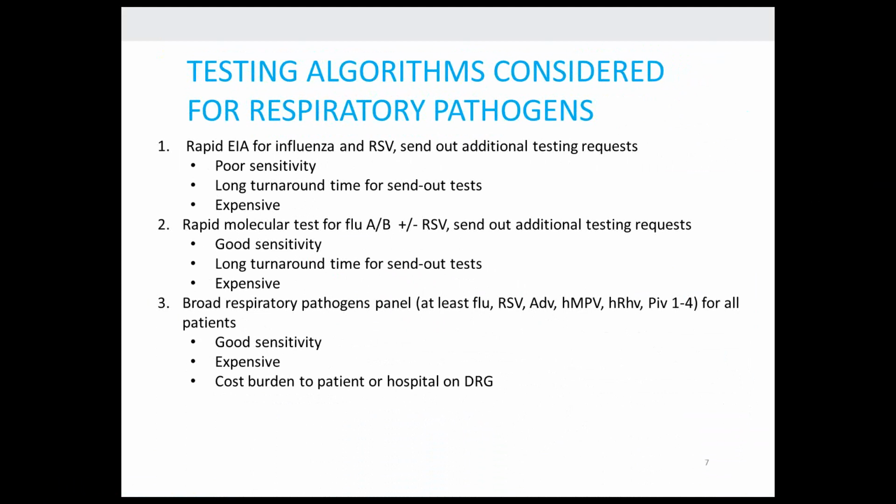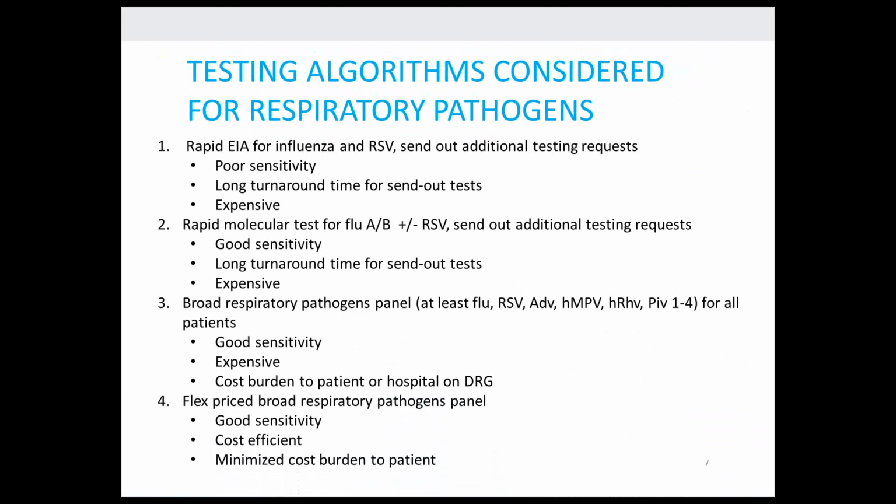expensive. And we were concerned about the cost burden to our patients and to our hospitals that are on DRG. And keep in mind, we are a safety net hospital, so we get a lot of patients that are not covered by insurance that are sometimes undocumented. So we have looked at then the Flex price broad respiratory panel, and it has good sensitivity, it's more cost efficient for us, and it can help minimize the cost burden to our patients and to the hospital.